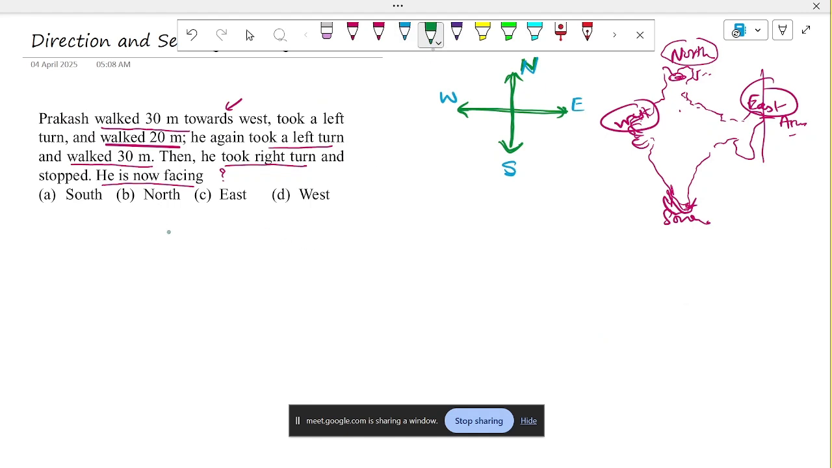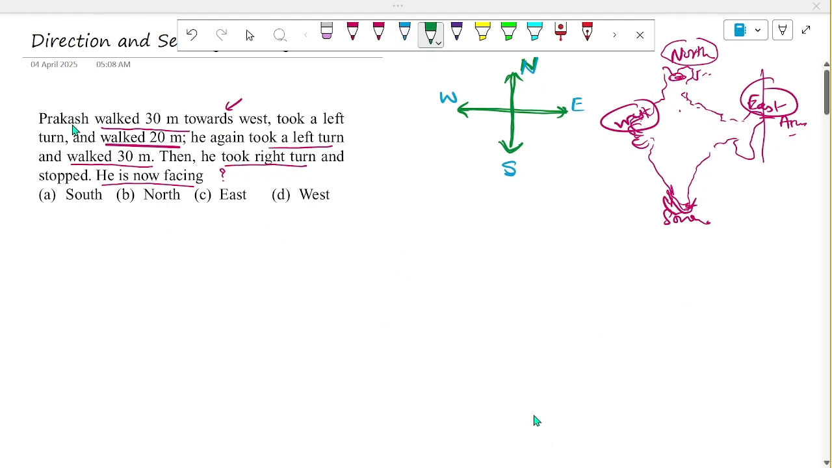Okay, I'll just try to explain you this particular question. Just you see, Prakash, there is a person, okay, walked 30 meter towards west. You see the direction of west, it is this side. He walked 30 meters to the west, right? And then when he is facing this side, took a left turn. Left turn means that side, when he is facing that side, it will be his right and it will be his left. Okay. So he took a left turn and walked 20 meters.